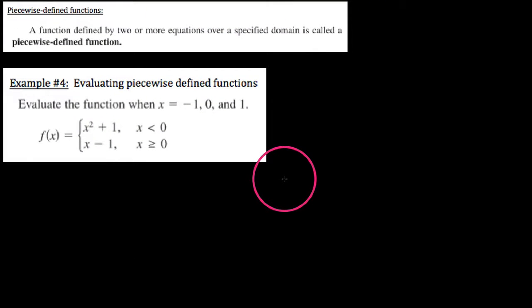Okay, YouTube, in our last video, we looked at evaluating functions, especially using function notation. In this video, we're going to focus on still function notation, but what we call piecewise defined functions. So piecewise defined functions, let's go ahead and read this here. It's pretty basic. We say that it's a function defined by two or more equations over a specified domain. Okay, we'll refer to this as a piecewise function.